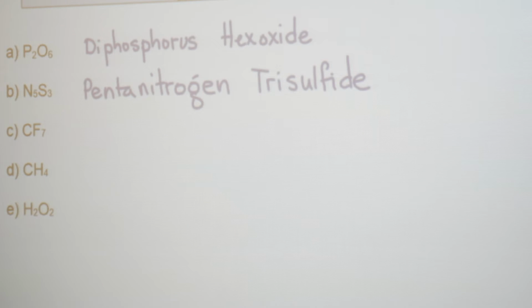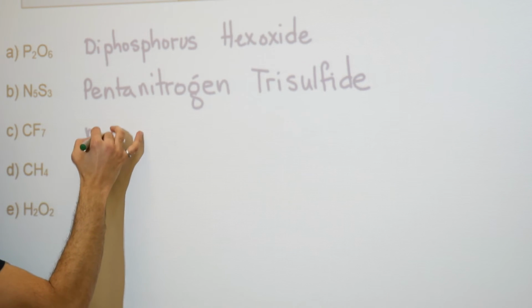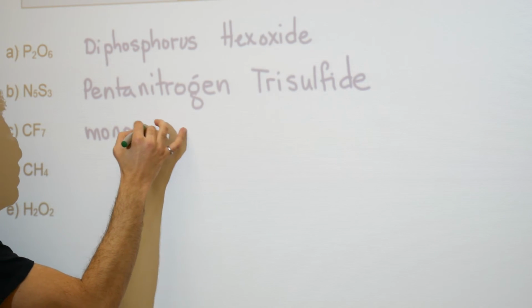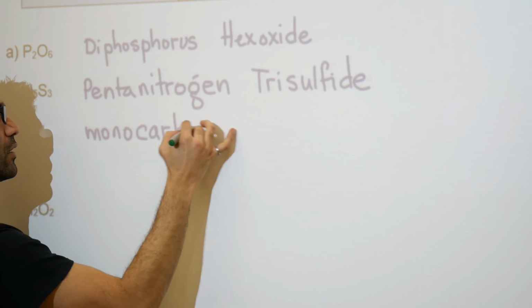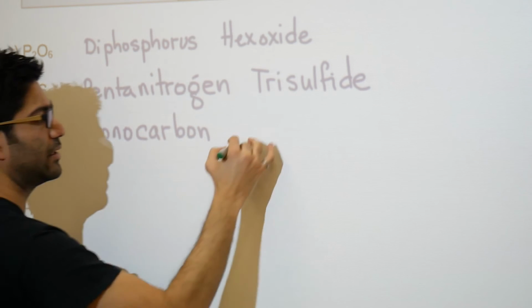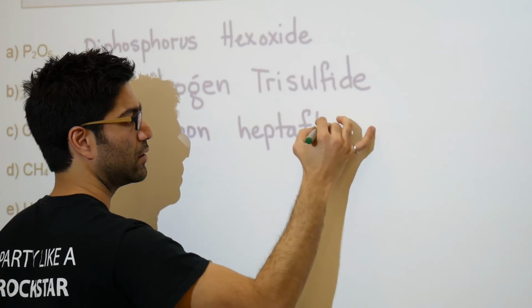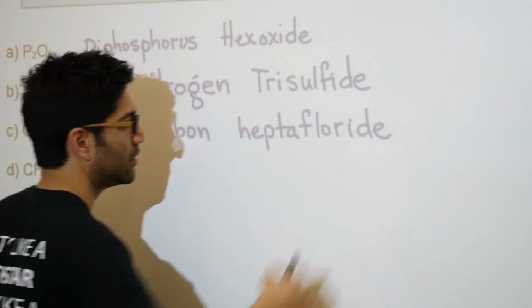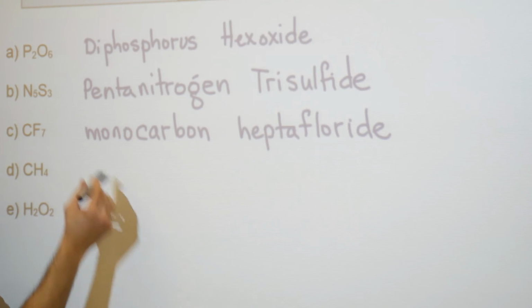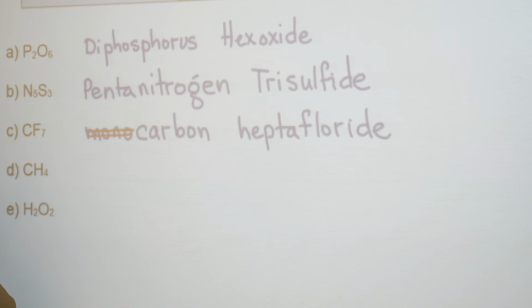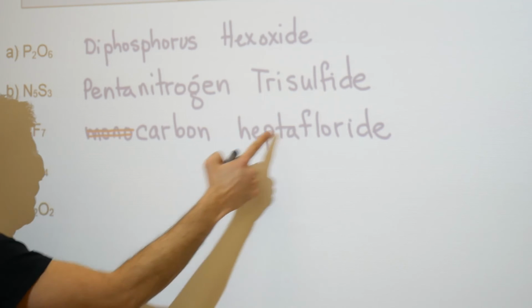Let's move on. So CF7, now I have 1 C and 7 Fs. So 1 would be mono, but since you're starting with mono, you will omit that. So this will not be monocarbon, and 7 would be hepta. So normally this is what your head says, but remember you can never start with mono. So the answer is only carbon heptafluoride.